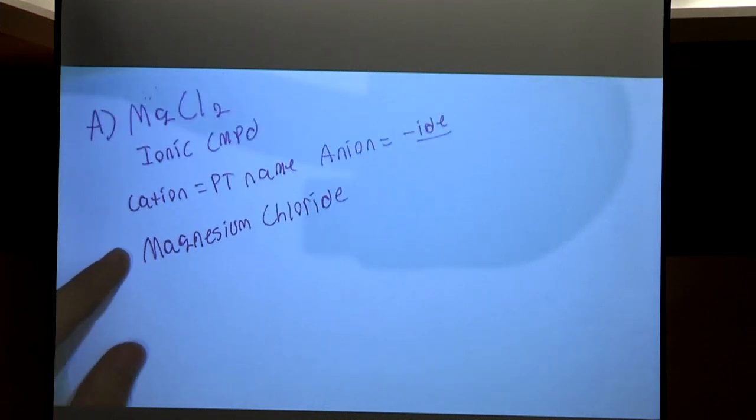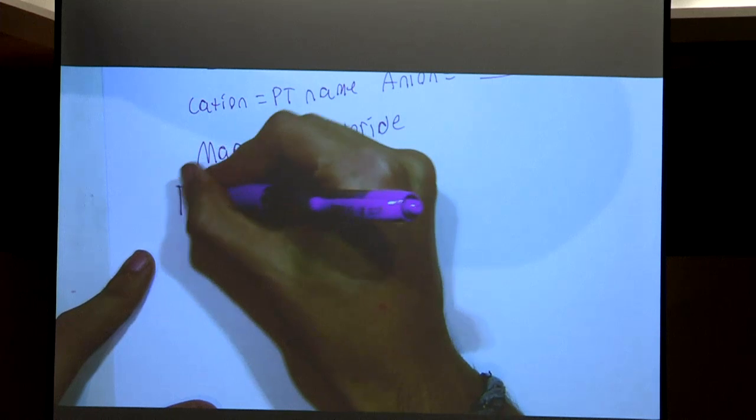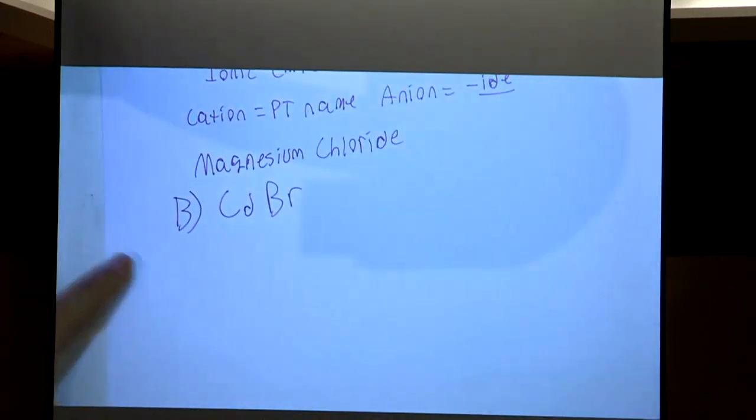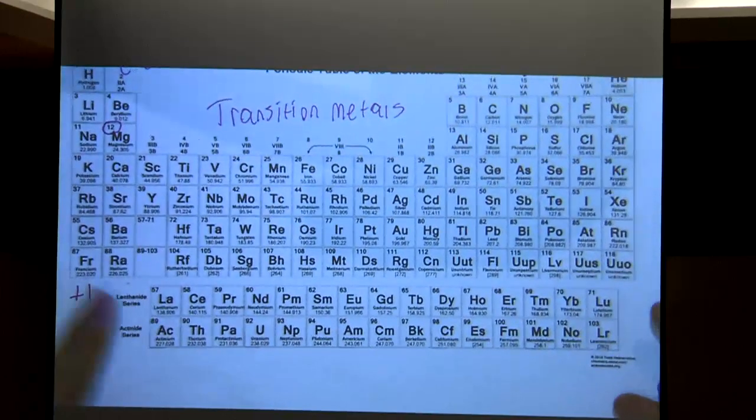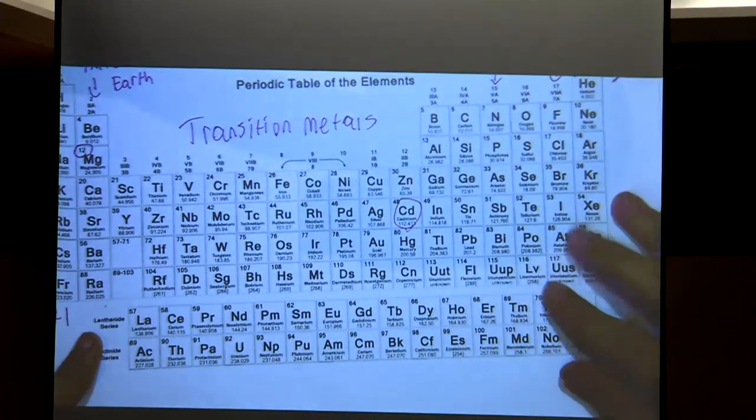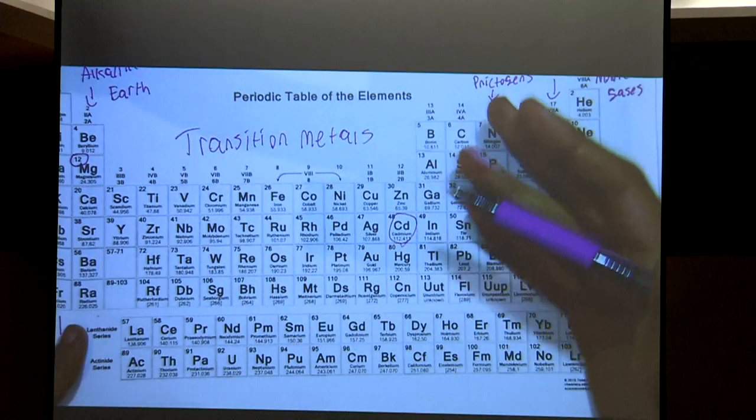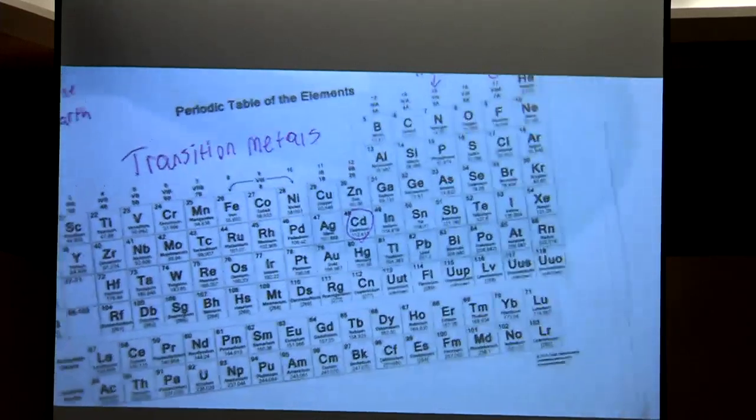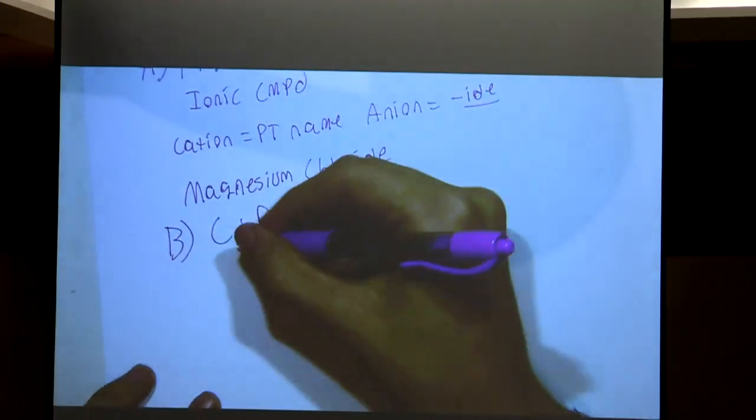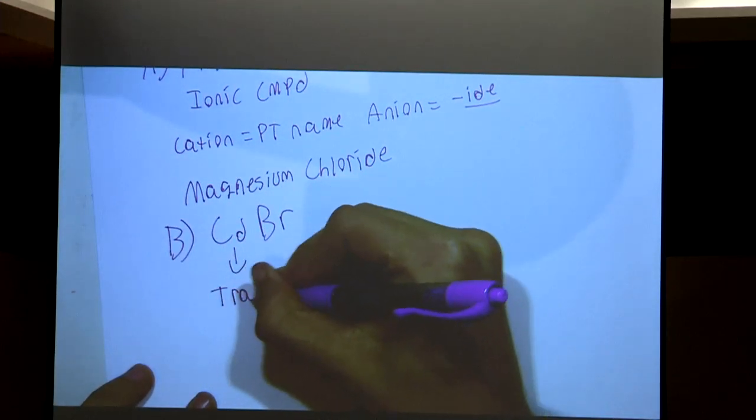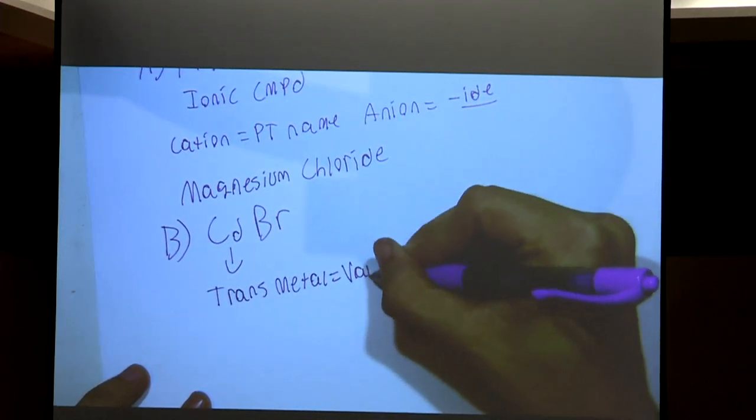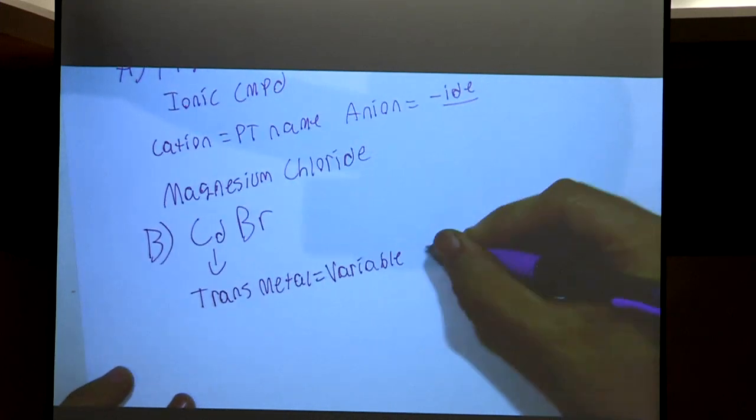Okay. So for B, we've got CdBr. If I check my periodic table, I see that cadmium is right here, in the middle of the periodic table, which means it is a transition metal. Transition metals have variable charge.